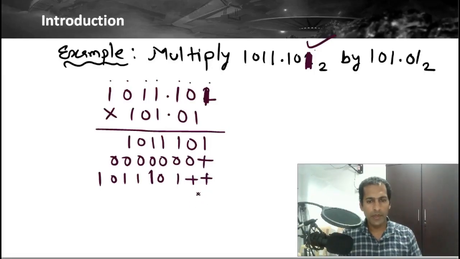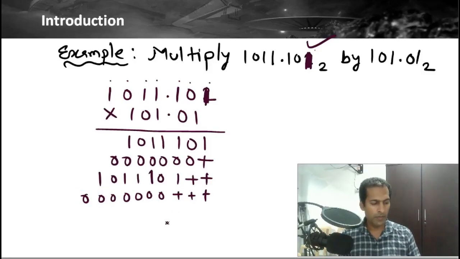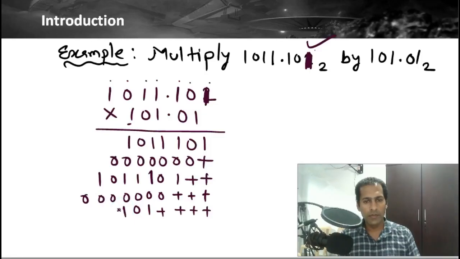Now next step, again we will add one more plus here. Now with this 0 we will multiply, so all will be 0. So we have 7 zeros, 1, 2, 3, 4, 5, 6, 7. And again at last we have 1. So we will multiply with this 1 and get this same number. So here we have 1, 0, 1, 1, 1, 0, 1. And these are our partial products.